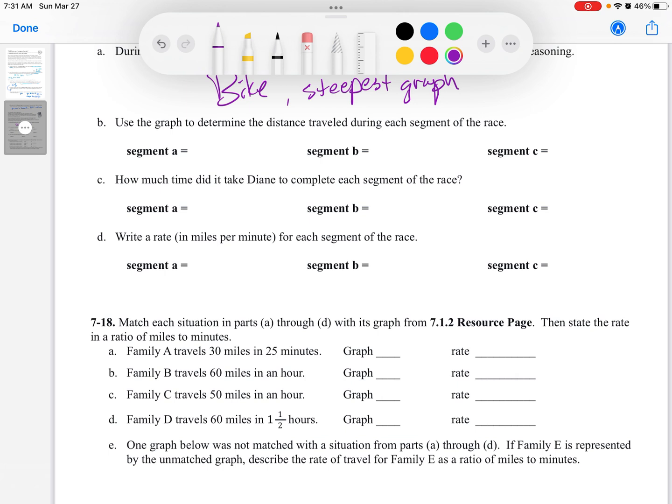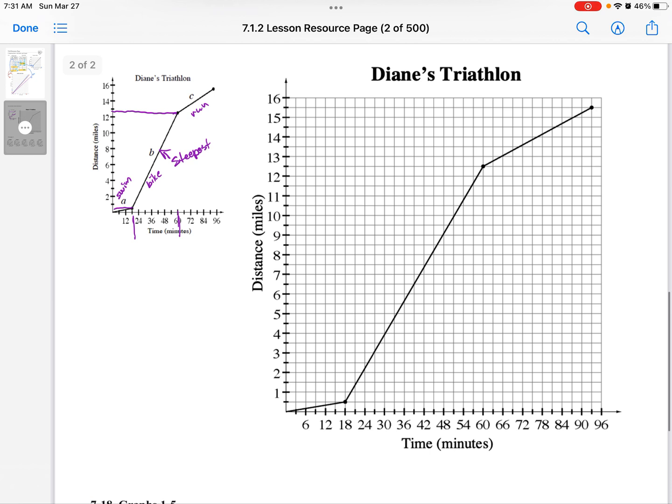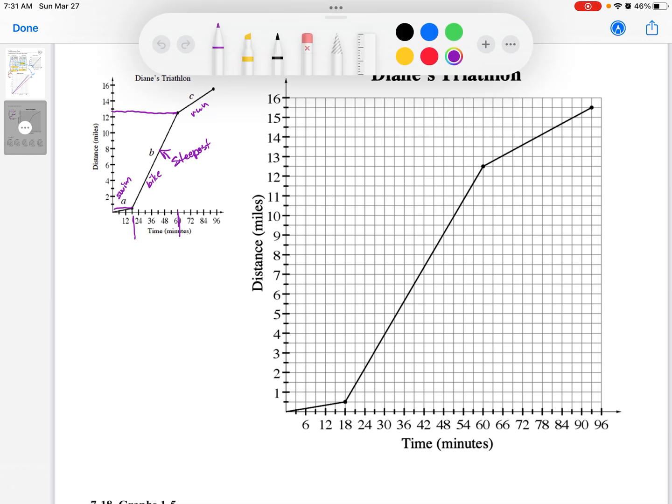Okay, so let's find the distance traveled for each of the 3 spots. Then, how much time did it take to complete those? So I'm going to accomplish B and C, and then write a rate in miles per minute, miles per 1 minute for that. So we'll get that all figured out as we go. Going back to the graph, what's the distance traveled?